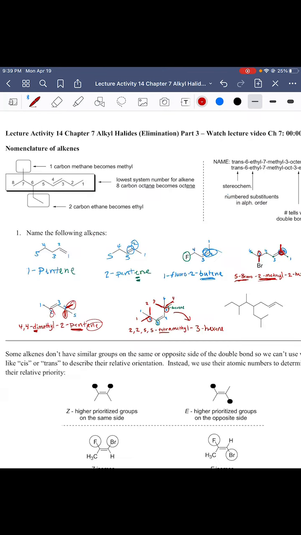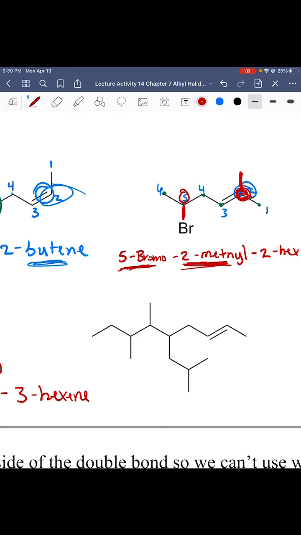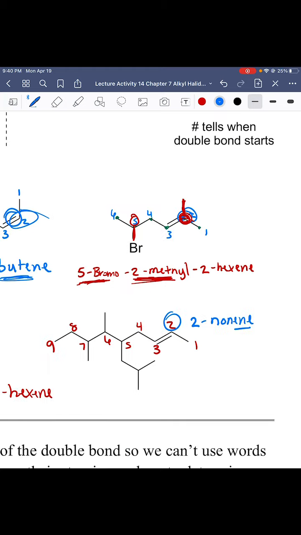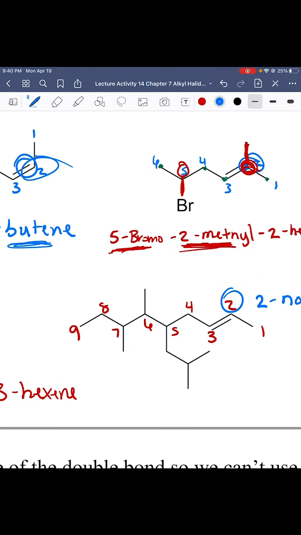All right, and the last one, same thing. This we know we're going to start from the right because our double bond is way over here. So let's go ahead and number it. Seems like we're dealing with a 9 carbon chain. Let's double check. 5, 6, 7, 8, 9. Is there anything longer? It doesn't look like it. So we're dealing with a 9. And because our double bond starts on our 2 carbon, let's make note that it's going to be a 2 nonene.